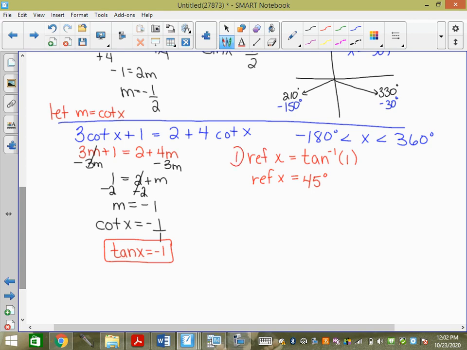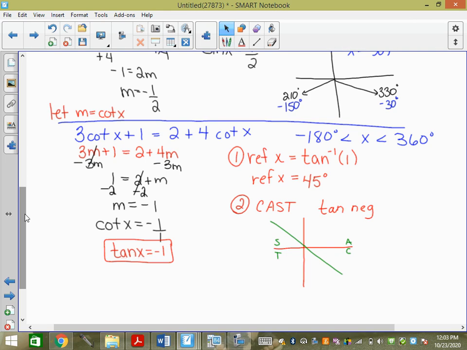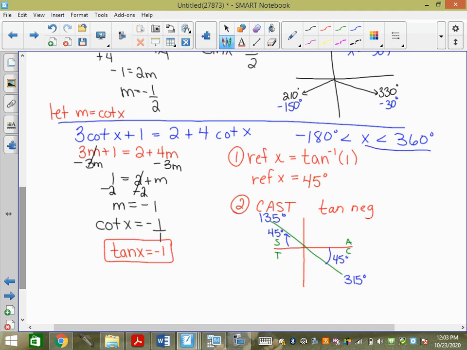You do your 3 steps. You do your reference angle, then we do our cast rule. And we want when tan is negative. Tan is negative here and here. And then we just use our reference angle of 45. So this one's going to be 135 because it's 180 minus 45. And this one's going to be 315 because it's 360 minus 45. And both of those actually fit in the domain from 0 to 360, correct?